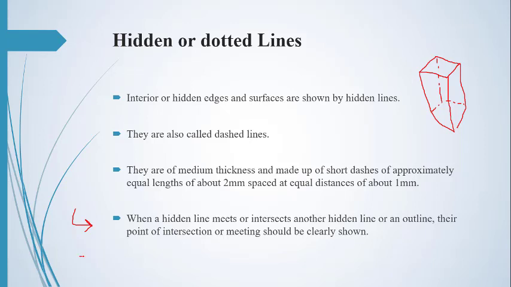Like here you can see that this is a hidden or dashed line, so the other hidden line must coincide here so that the intersection is shown clearly. On the other hand, if the hidden lines are drawn like this, the lines are not intersecting each other, so this situation must be avoided and reduced.